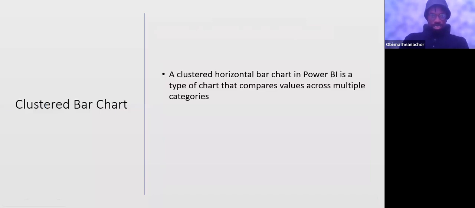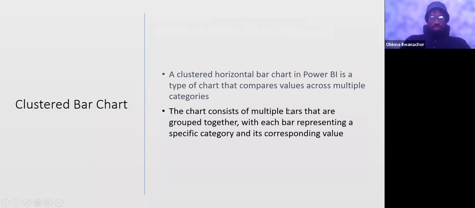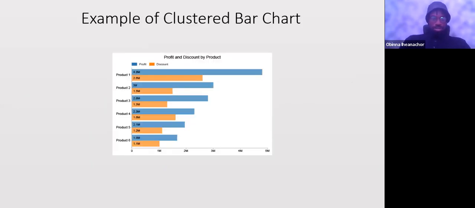So let's see the next chart, the clustered bar chart. The clustered bar chart in Power BI is a type of chart that compares values across multiple categories. It consists of multiple bars that are grouped together, and each bar represents a specific category and its corresponding value. So let's see an example. Here you can see profits and discount values by product. For product one, the blue bar is profit, the orange bar is discount. Product two, the same thing.